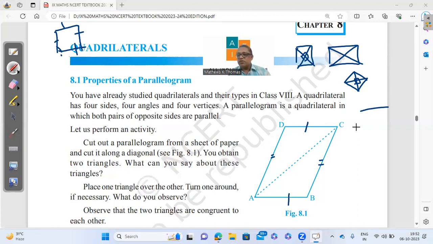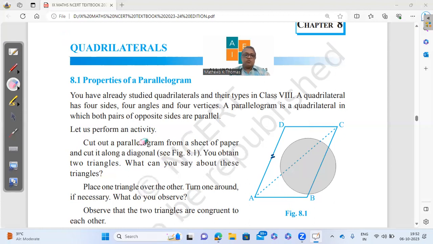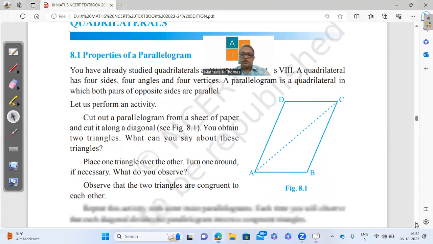A trapezium is a four-sided figure in which one pair of opposite sides is parallel. One pair of opposite, only one pair. If both are parallel, then it becomes a parallelogram. And a kite is a figure in which two pairs of adjacent sides are equal. So these two sides are equal and these two sides are equal. In this also, the diagonals are going to intersect each other at 90. So these are some basic properties of quadrilaterals, which you have done in class 8 as well. So I'm not going so much into the details of the properties of each of these.